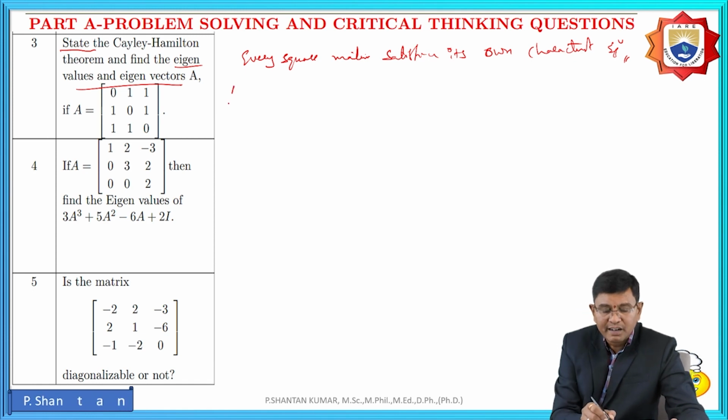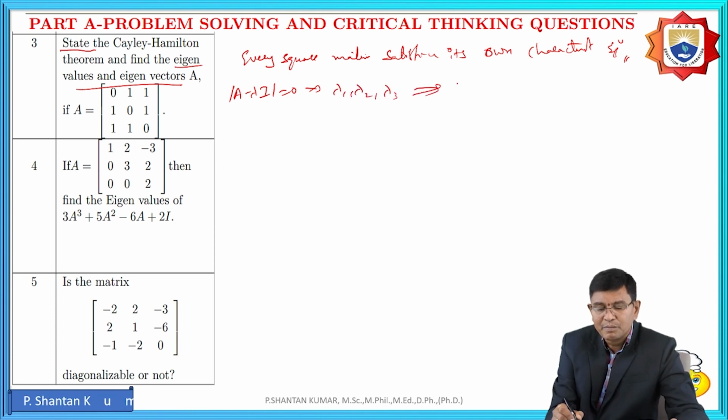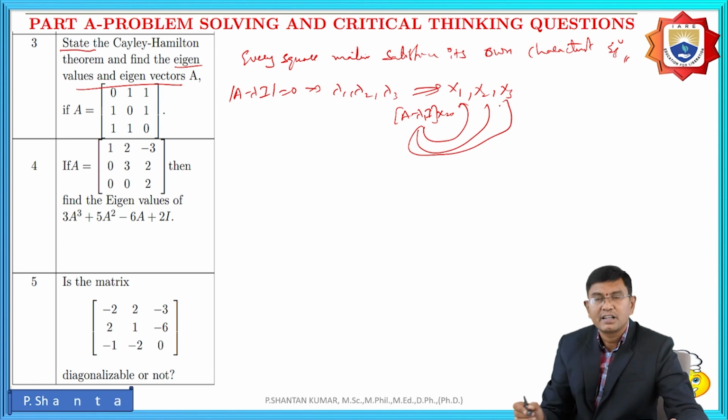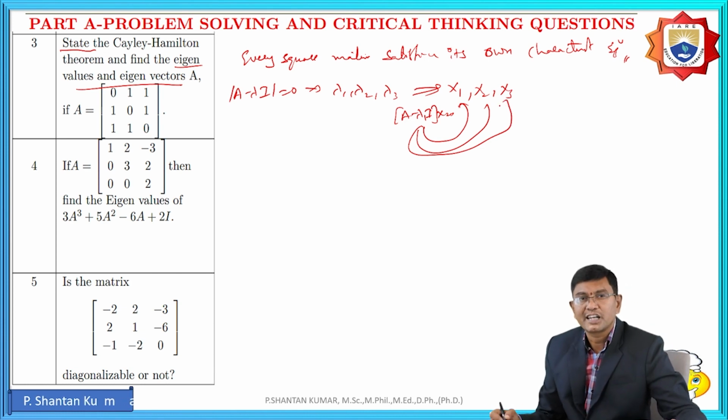Again, after that you need to find the determinant of A minus lambda I equal to 0. We obtain lambda 1, lambda 2, and lambda 3. And after that, corresponding to lambda 1 you obtain x1, and again x2 and also x3, with the help of (A minus lambda 1 I) x equal to 0. Similarly, these are the eigenvectors, the corresponding eigenvectors to the eigenvalues.